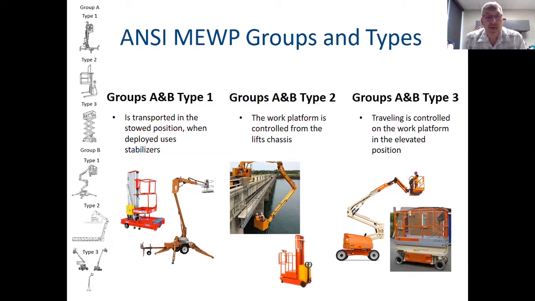As I said, groups A and B are transported in the stowed position. For B, you can see an example there. It's moved where it needs to be, mounted to the bridge there, and used on that. But the most common ones we're going to see are groups A and B type 3, which are going to be our aerial lift that we're used to saying, and our scissors lift.